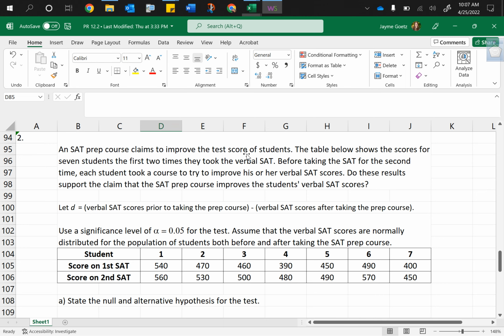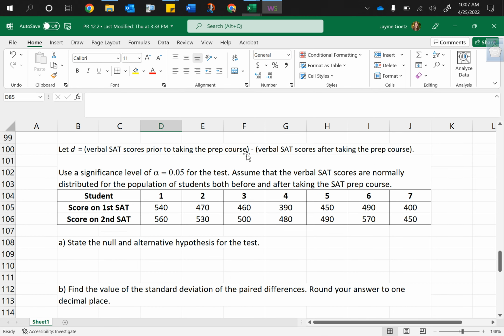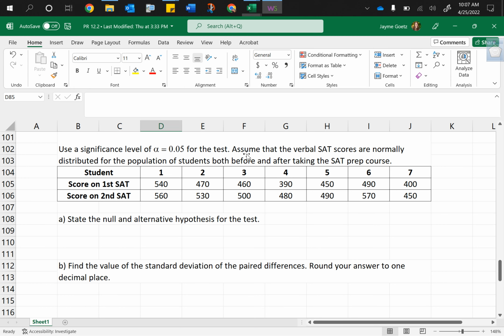So you guys have a table right here, and it says use a level of alpha of 0.05 for the test. Assume that the verbal SAT scores are normally distributed for the population of students both before and after taking the SAT prep scores. So what is our sample size here just by looking at this?